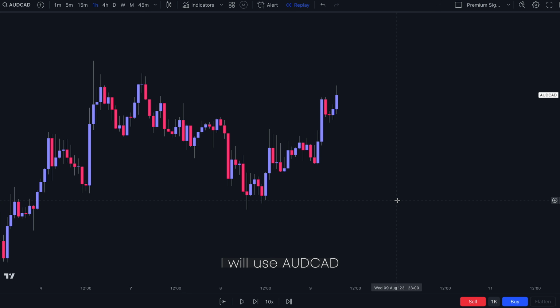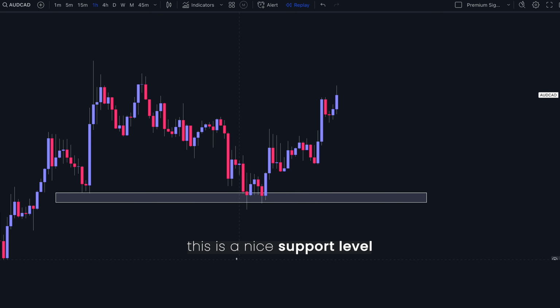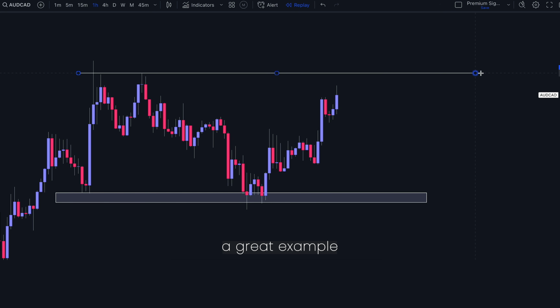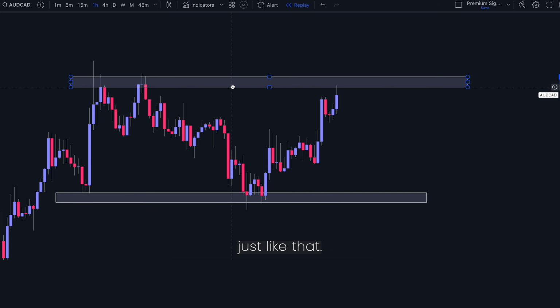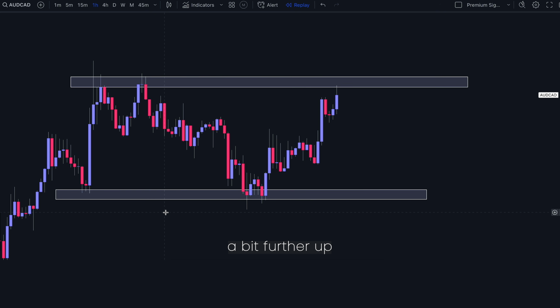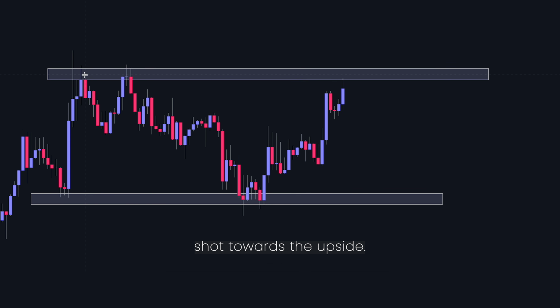So for example, I will use AUD/CAD on the 1 hour chart. So we can clearly see that this is a nice support level, and this would be a great example of a resistance. So let me just quickly move just like that. Yeah, that's perfect. And let's move this one a bit further up. So we can clearly see that the price was rejected, shot towards the upside.